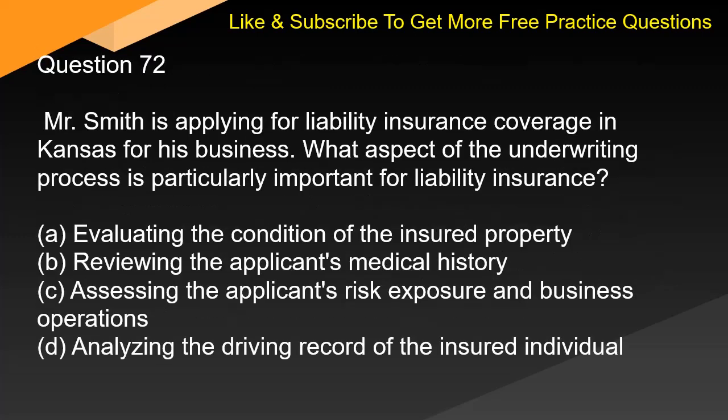Question 72. Mr. Smith is applying for liability insurance coverage in Kansas for his business. What aspect of the underwriting process is particularly important for liability insurance? A. Evaluating the condition of the insured property. B. Reviewing the applicant's medical history. C. Assessing the applicant's risk exposure and business operations. D. Analyzing the driving record of the insured individual.